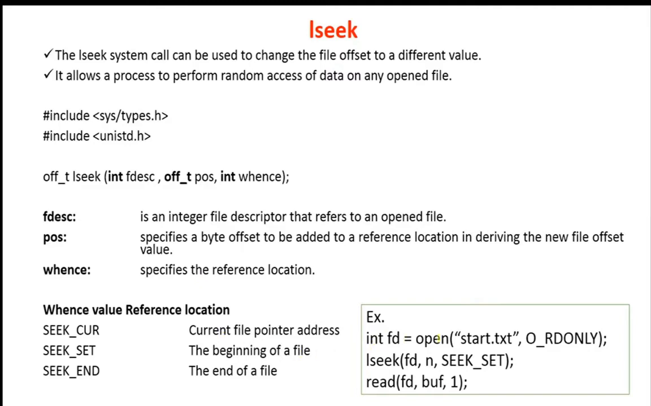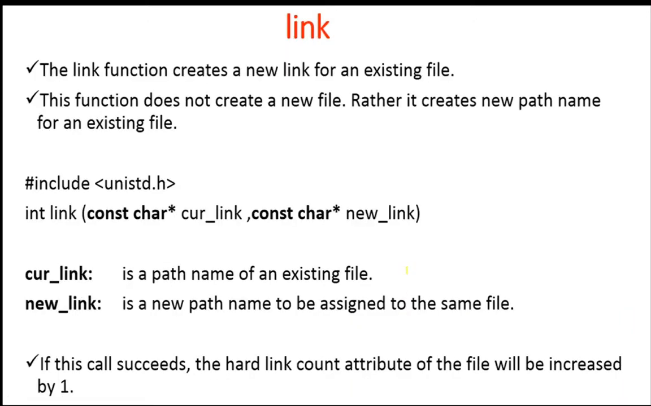int fd is equal to open start.txt, and you are opening it in read only mode. Then lseek fd, n. Here n is going to specify the position from the starting onwards. Then read the fd from that point onwards. You have to read into the buffer, and the size will be 1. Okay, then next is link.